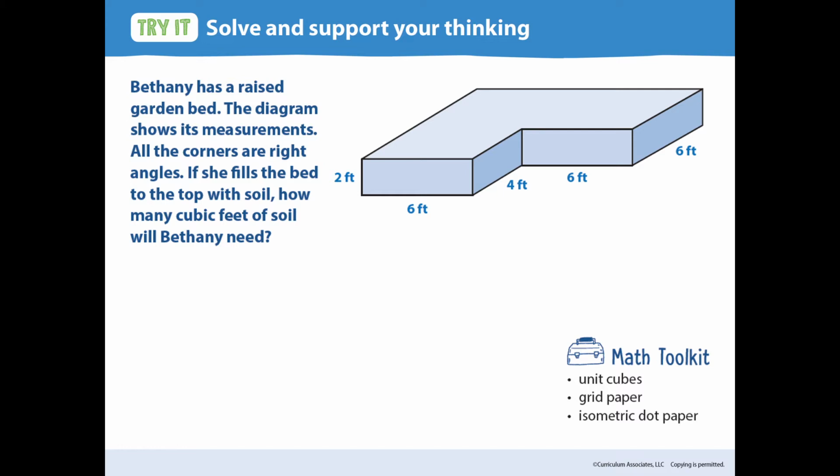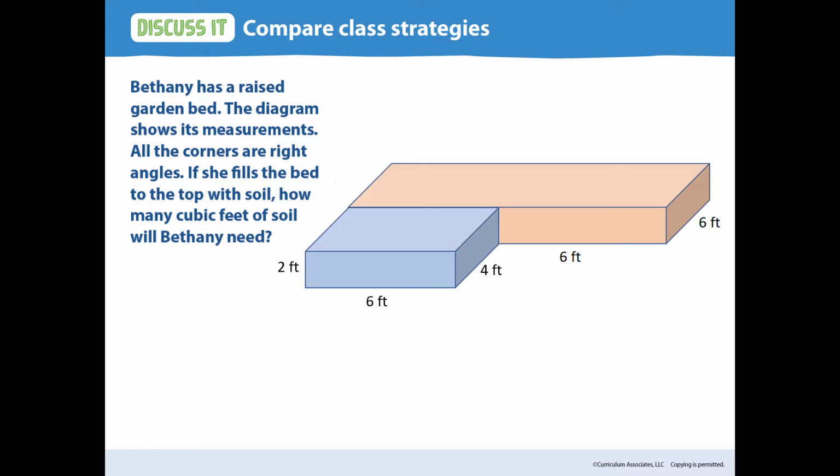So to think about this problem, I am actually going to break this figure apart. The first thing that we need to do in order to find the volume of a figure like this is break it into two rectangular prisms. So here I have two rectangular prisms. I have the longer one that is orange and I have this smaller one that is blue.